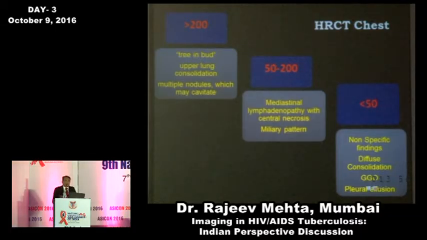But when the CD4 cell count drops to between 50 and 200, you may expect necrotic mediastinal lymph nodes, which are best picked up on HRCT, and also the miliary pattern. However, when the CD4 cell count drops below 50, the imaging findings become very non-specific. You may get diffuse consolidation in association with ground glass opacities, pleural effusion, and so on, and it is virtually impossible to diagnose tuberculosis on the basis of CT findings alone.